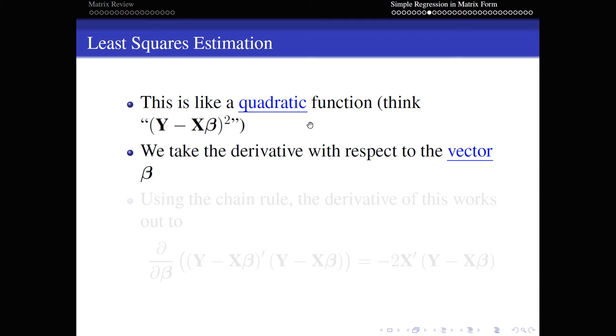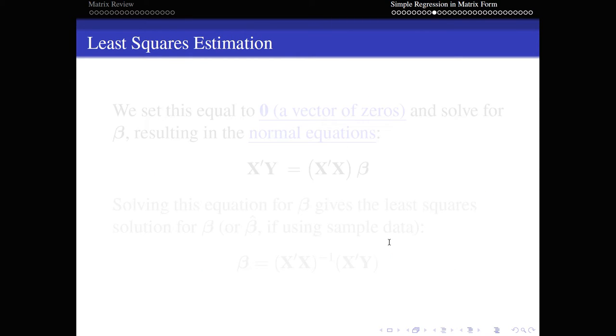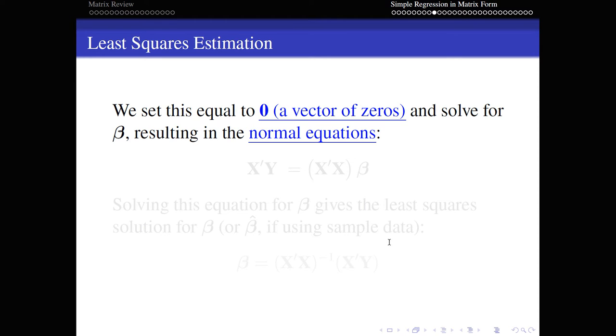Now we're going to take the derivative of this with respect to the beta vector. And using the chain rule, we can derive the derivative as negative 2 times x transpose times y minus x beta. So this is what our derivative then becomes. Now we want this to be equal to 0, which is a vector of zeros, and solve for beta.